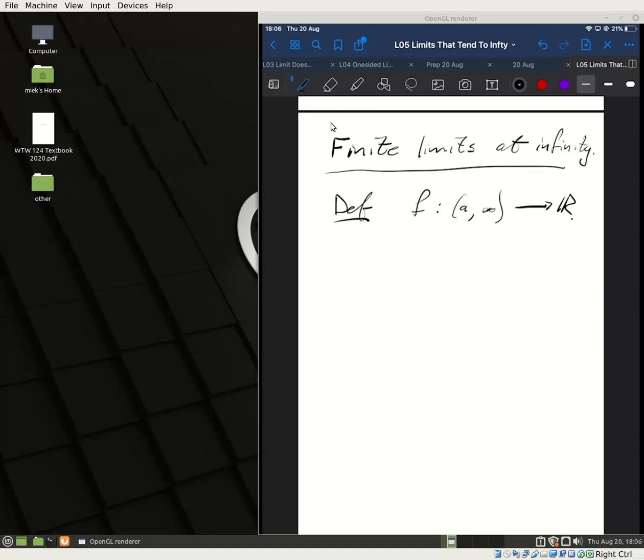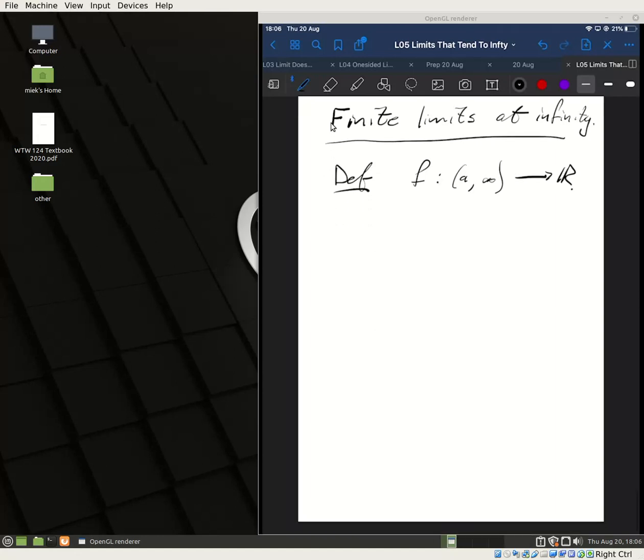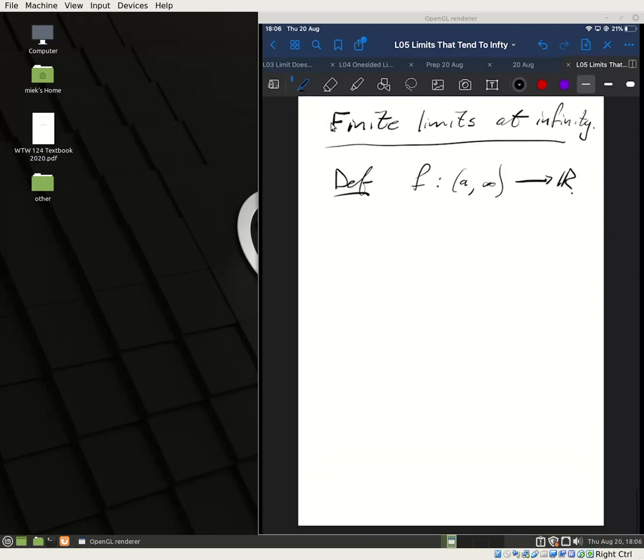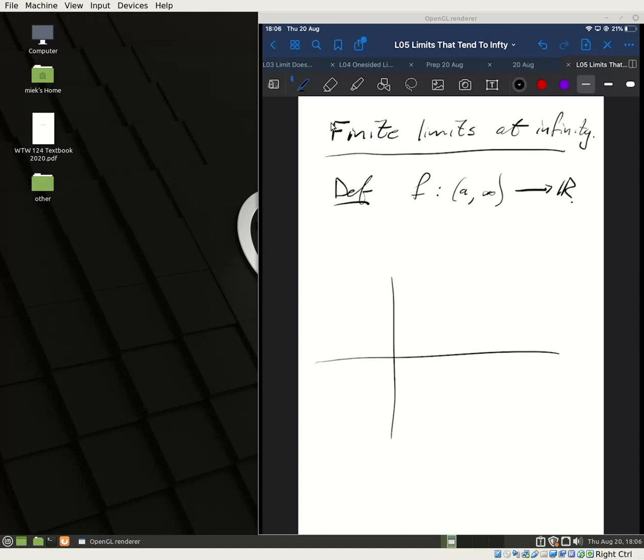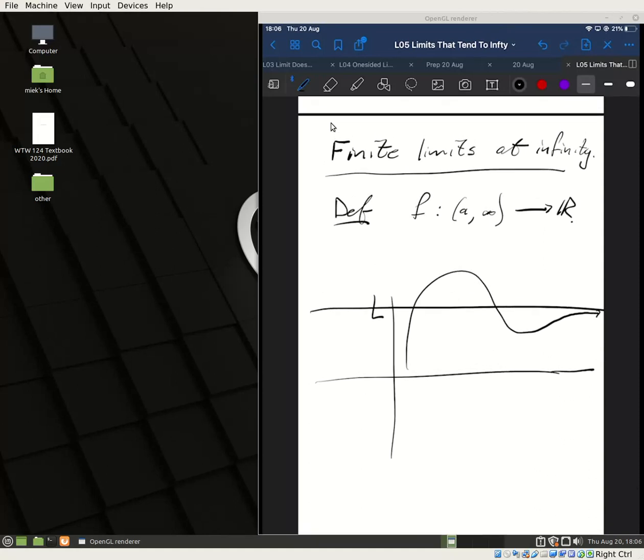So now we will look at what is called finite limits at infinity. Before we give the definition, let's just think about what this means. For example, if you have some value L and a function that tends to L as x, or the input, gets larger and larger and larger.